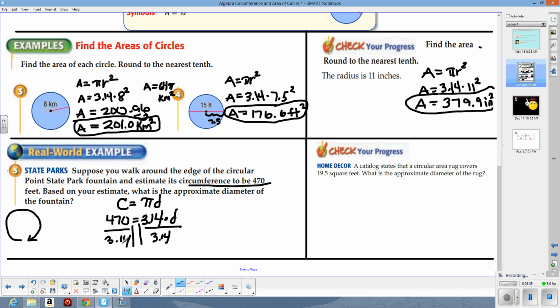Now let's go ahead and calculate that. 470 divided by 3.14. And then to the nearest tenth, D is going to equal about 149.7, because it's 149.6815 and a whole bunch of numbers. So 149.7 is the nearest tenth, and it's going to be in feet. This is not going to be feet squared or anything like that because we're just looking for the diameter, which is the distance across.